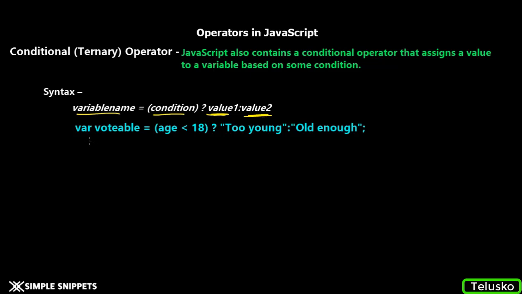So for example, we have a variable var votable, and then we are saying is age less than 18. If it is less than 18, then it will be too young, and if it is not less than 18, then it will be old enough. So this is how it looks. We'll use this in the program in further videos, don't worry.